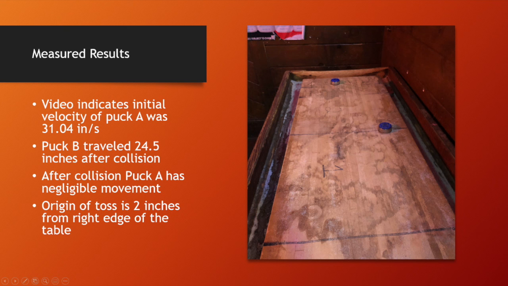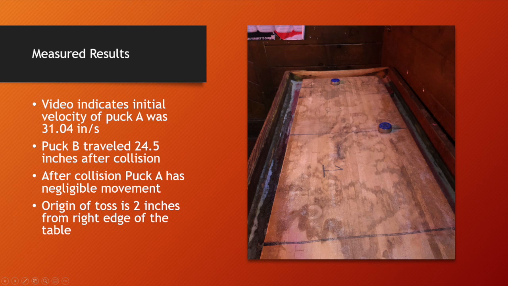Here we have many other measurements that will be used later on to make up the bulk of the calculations. We have the velocity of puck A prior to the collision, measured at 31.04 inches per second. We got this value by measuring the time it took for the puck to slide across a known distance. In addition to this, we have the travel of puck B and puck A after the collision occurred. And we have the origin point of puck A.